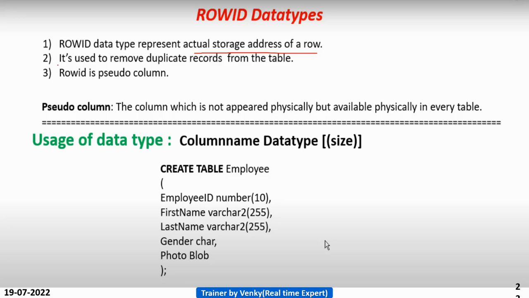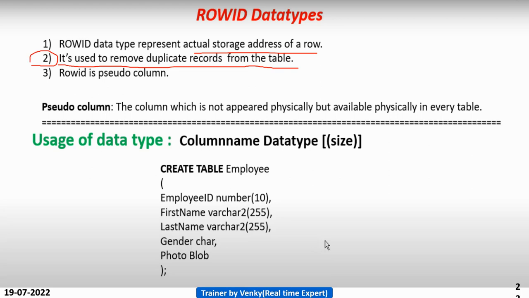That is why we mention ROWID: it is easy to remove duplicate rows from a table. There is a concept called subquery, correlated subquery, that is very, very important. I will show you there.